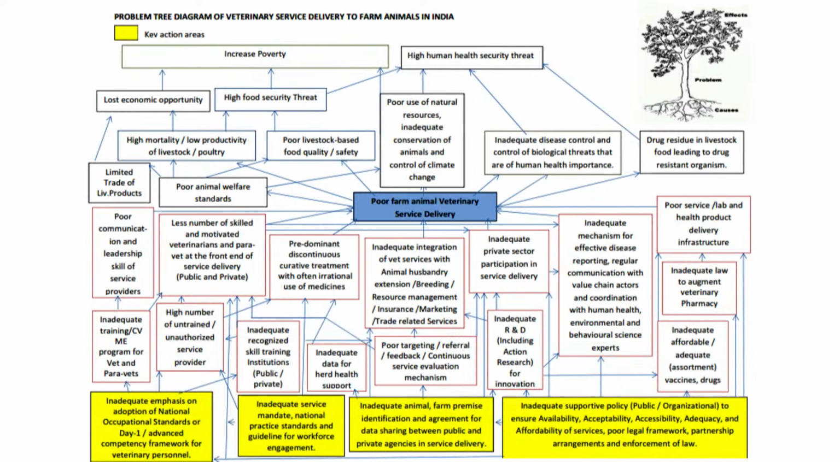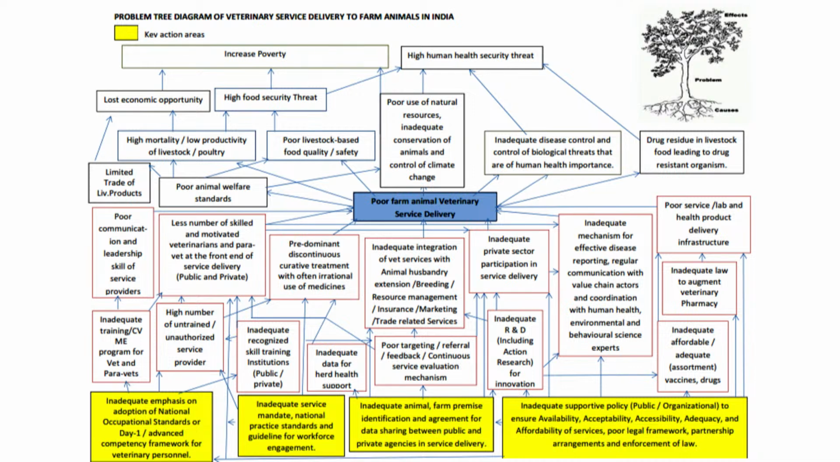So this also explains why it looks quite complicated. But this is obviously a bit more polished. Again, I think it gives you a nice example of the core problem, which is poor farm animal veterinary service delivery. Yeah? I think what is very important to notice, because we're going to be moving from the problem analysis to a conceptual framework.